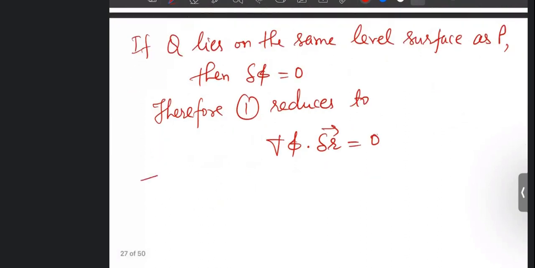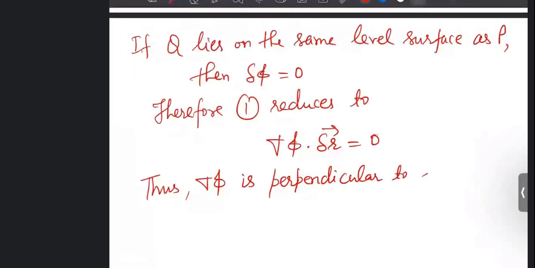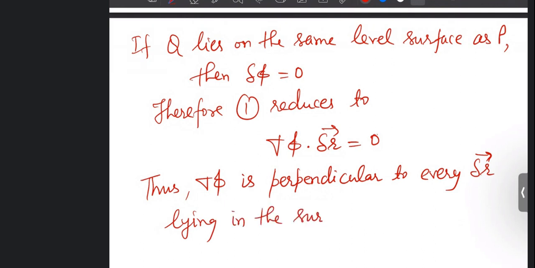What does it mean? Whenever the dot product of two vectors is equal to 0, it means those two vectors are perpendicular to each other. Therefore, del phi is perpendicular to every delta r lying in the surface.